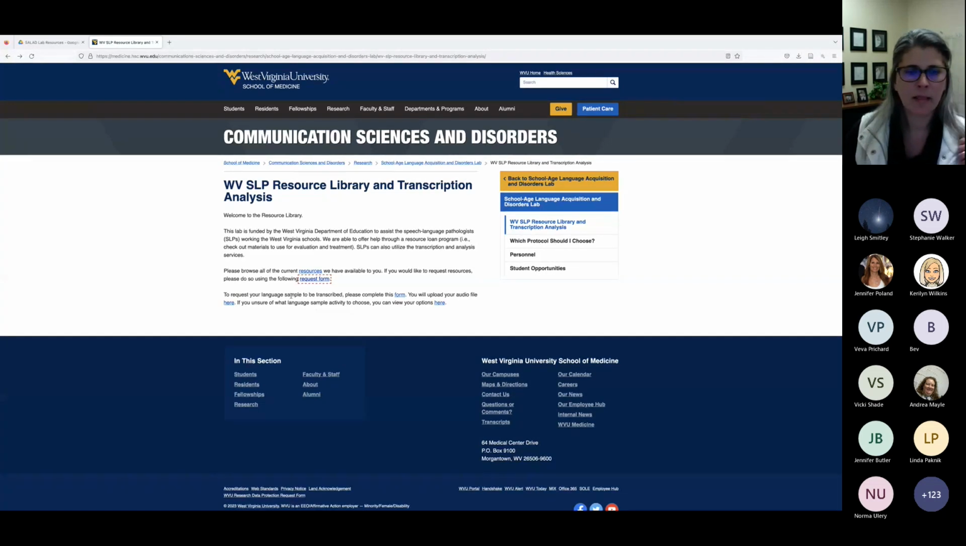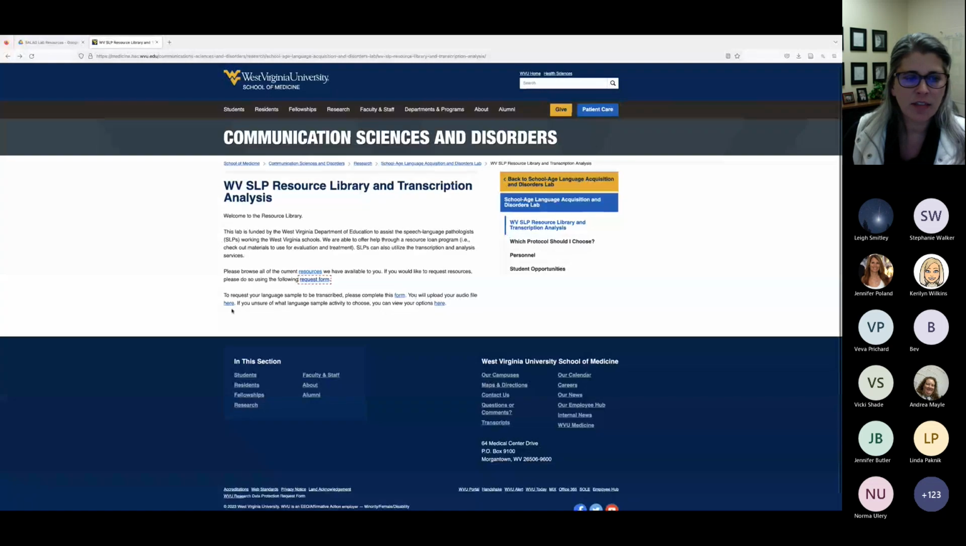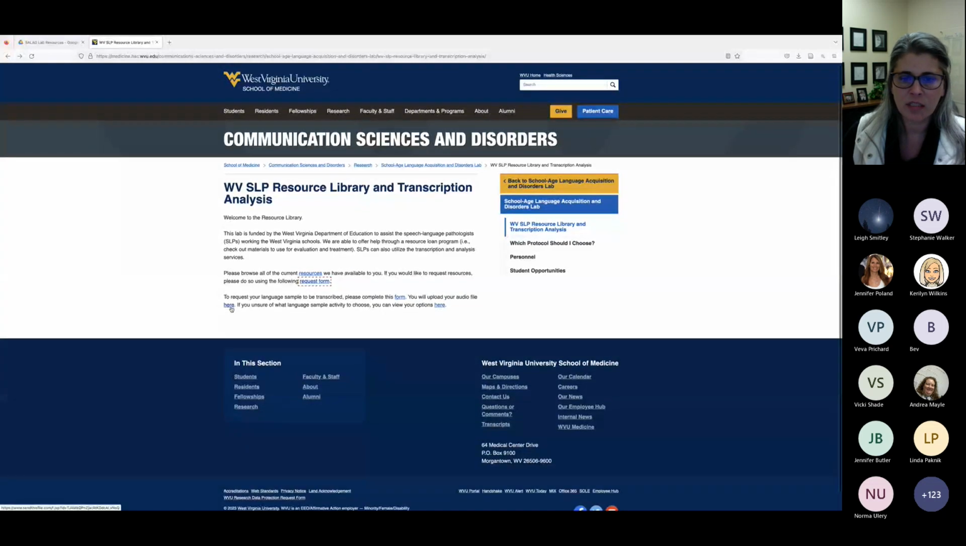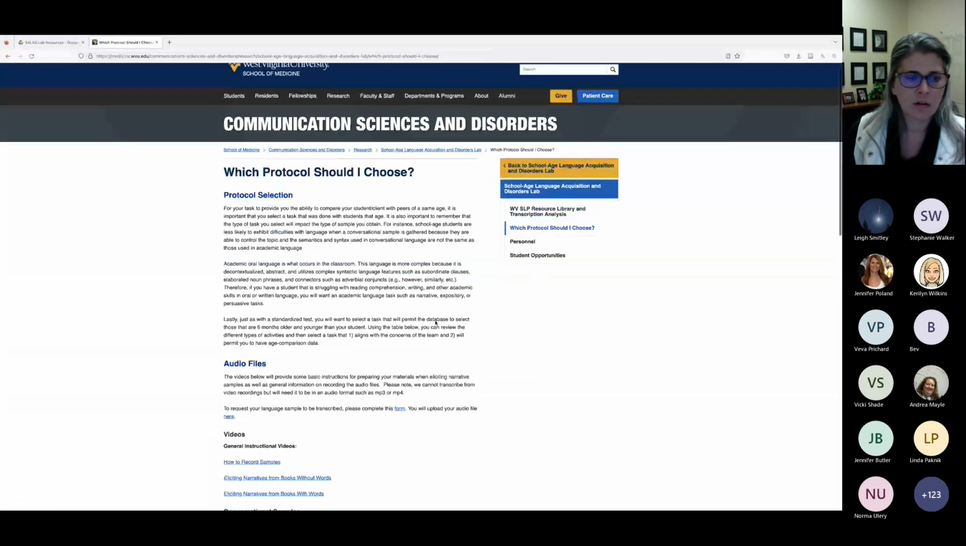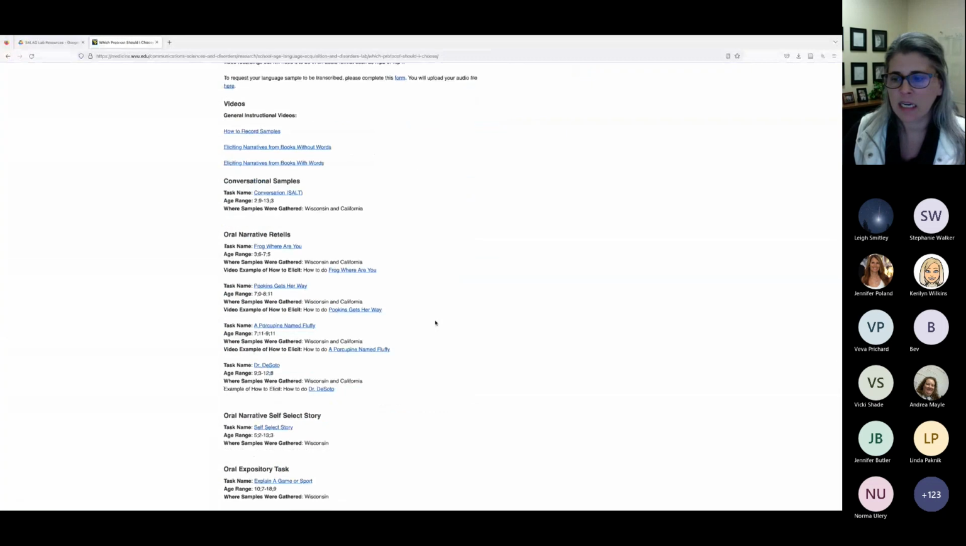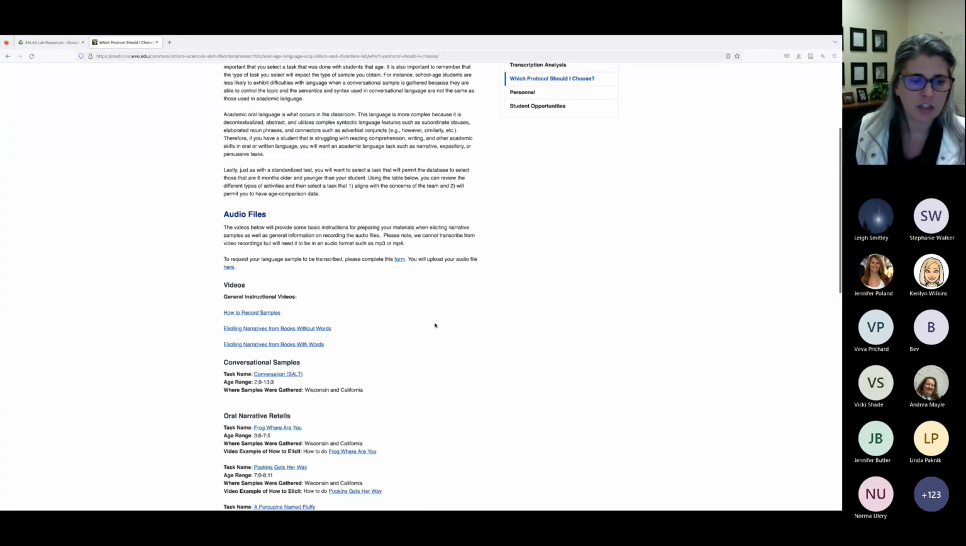Not seeing any. Awesome. So if you want to have a language sample transcribed, you're going to come to this page and you're going to click the link that says form. I'm going to go through the whole paragraph first before I actually click on things. Then there's another link, this next one that says here, this is where you upload your audio file. And then the very last link is where you can go to see what you might want to do, so this is another way that lists your different options.